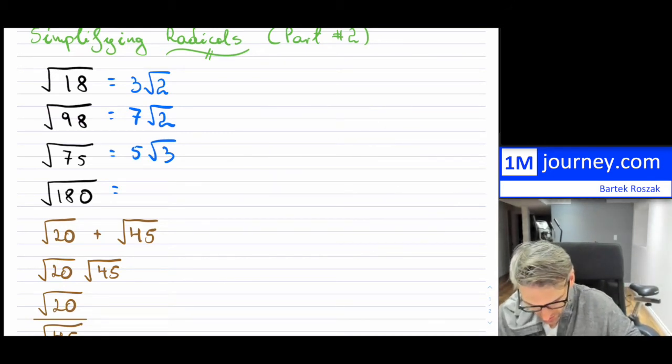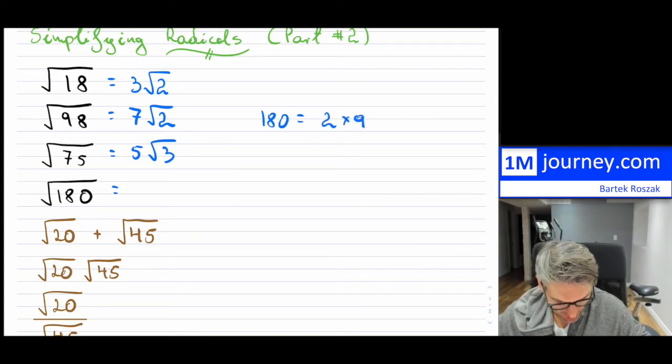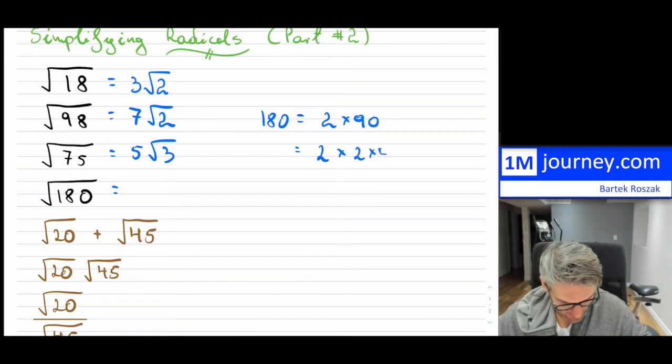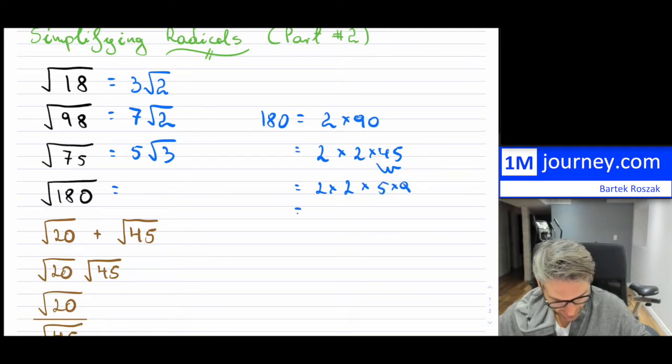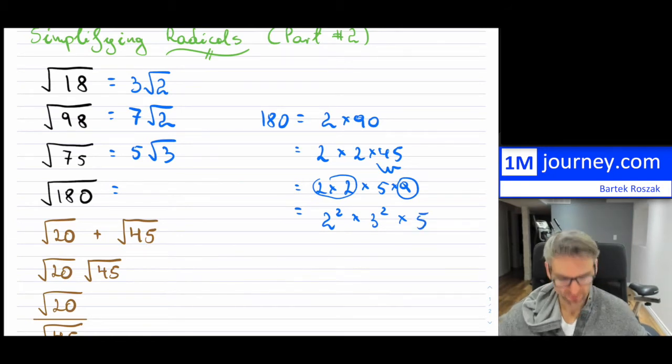Okay, so here is another one, 180. So this is 2 times 90. Now breaking it down further, this is going to be 2 times 45. So this is now 2 times 2 times, now 5 goes into that. So notice that's 5 times 9. And notice here what you have: 2 squared, multiplied by 9, which is 3 squared, and this is going to be 5. All right, so this is what you have.